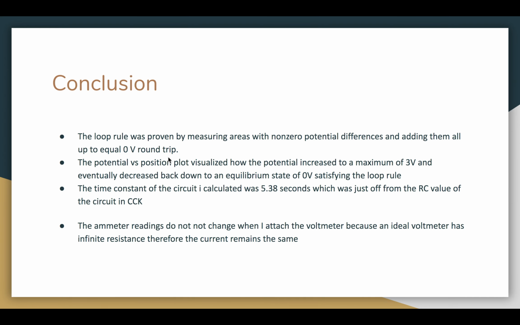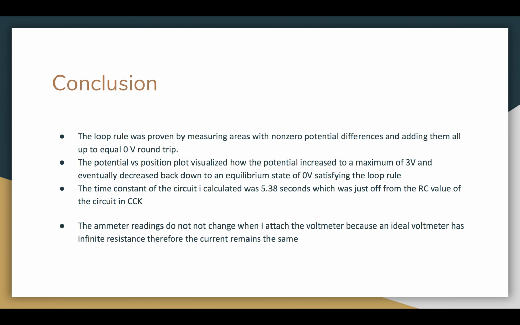So the conclusion. The loop rule was proven by measuring areas with non-zero potential differences and adding them all up to 0 volts round trip. The potential versus position plot visualized how the potential increased to a maximum of 3 volts and decreased back down to an equilibrium of 0 volts, satisfying the loop rule.